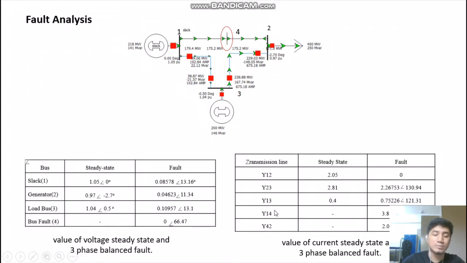For the line Y14, initially there's no current, because from bus 1 to bus 4 is the fault. After the fault, the current becomes 3.83616. For transmission line Y42, initially there's no current, and after the fault it is 2.06729.